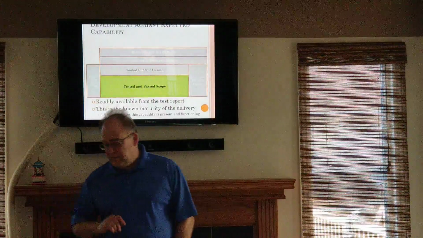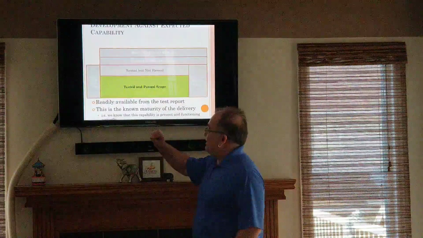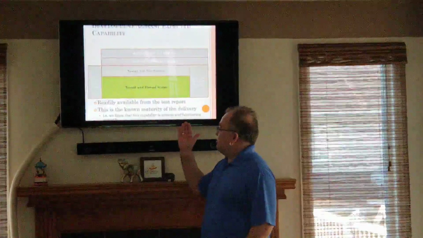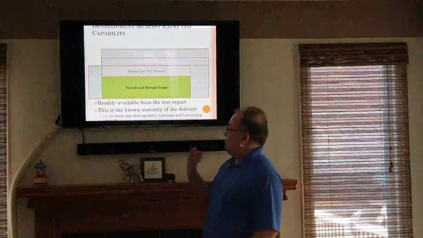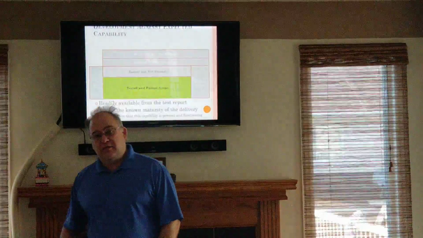So let's start going backwards. Tested and passed scope. This is easily identified. It's readily available from the test report. It's known as the maturity of the delivery. So what that means is we know that this capability is both present and functioning correctly because it's been implemented and we've tested it and it passed.